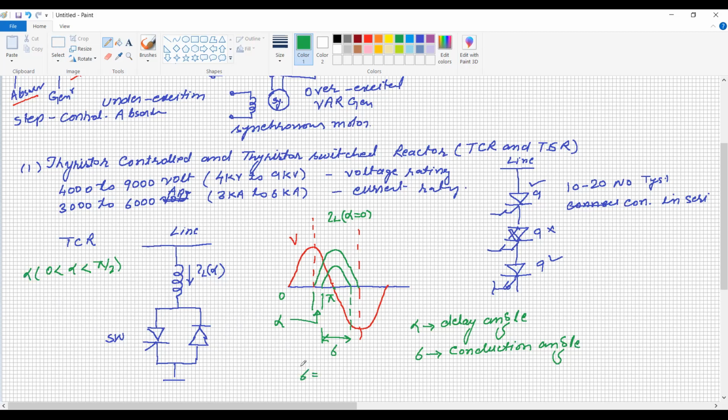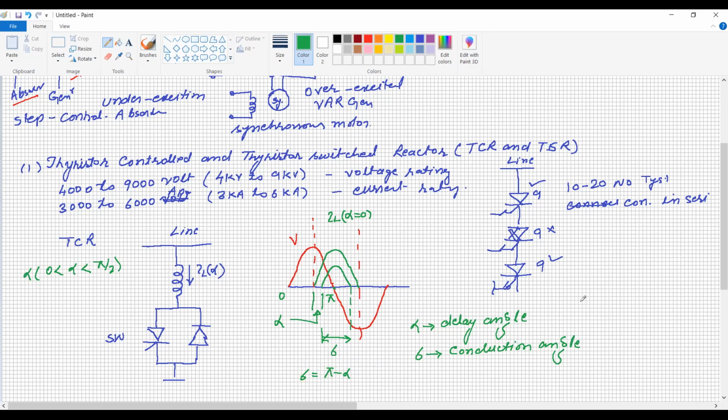It is nearly, we can say, from pi minus alpha, isn't it? That is the conduction, and again there is a minus angle, pi is there. So twice alpha will be there for the conduction angle, isn't it? So this is a very important point.